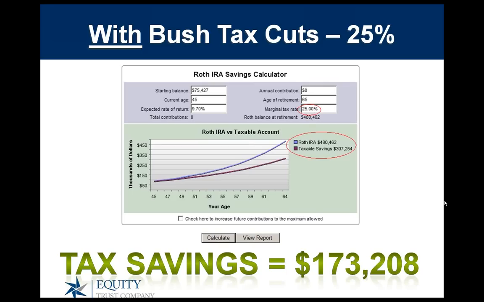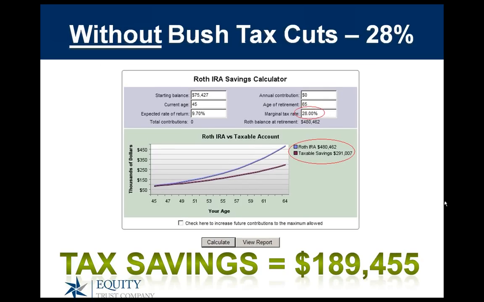If George and Rebecca had made the same investment with their taxable monies, they would have just $307,000 in savings. So as you can see, taxation on investments can diminish the compounding effects one can achieve with their investments. In this case, George and Rebecca will save over $173,000 in taxes by investing with their Roth IRA.